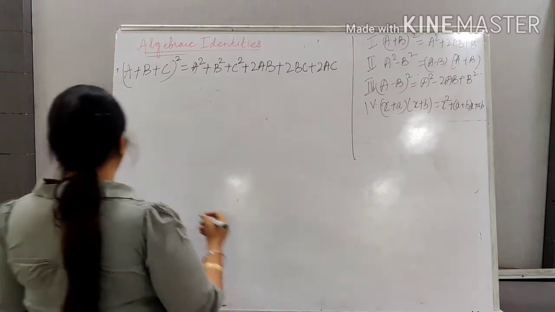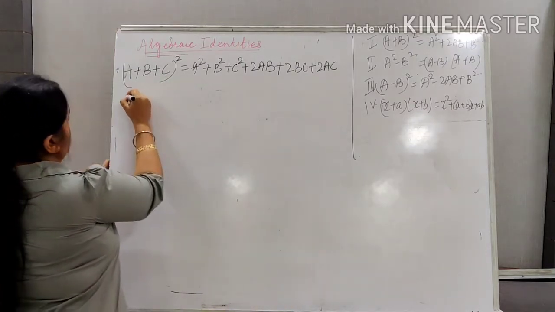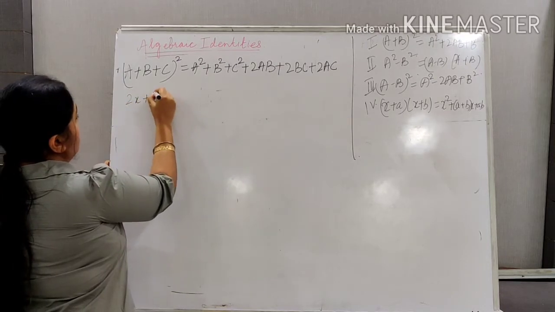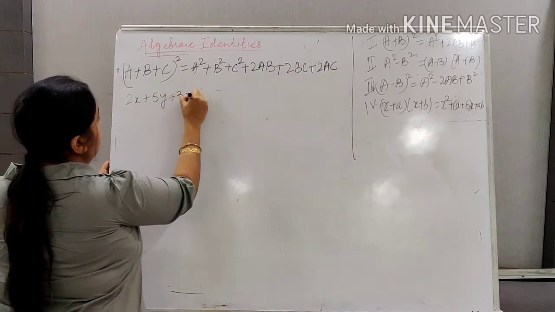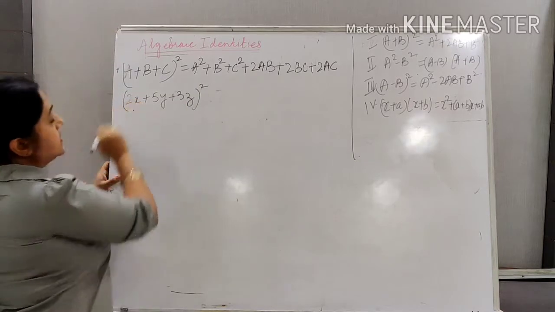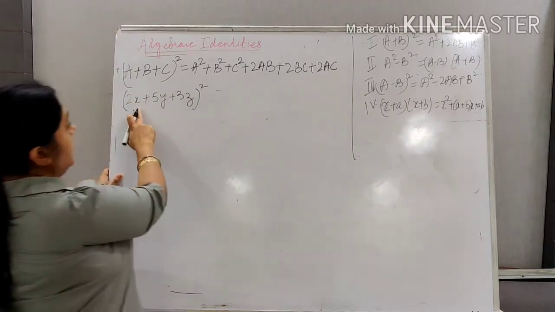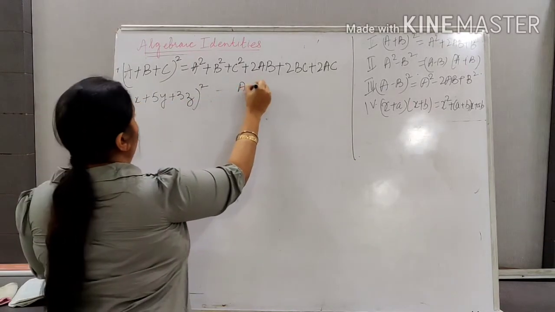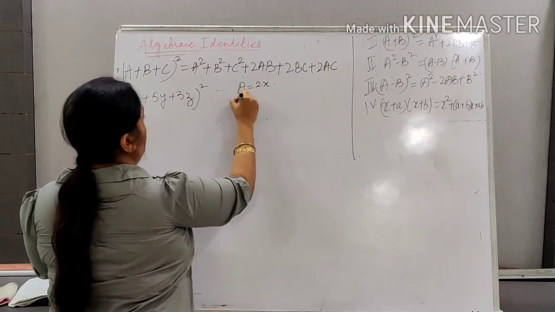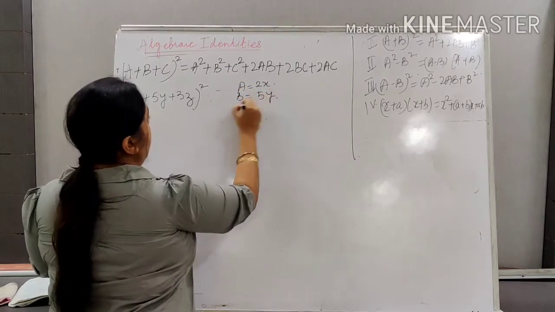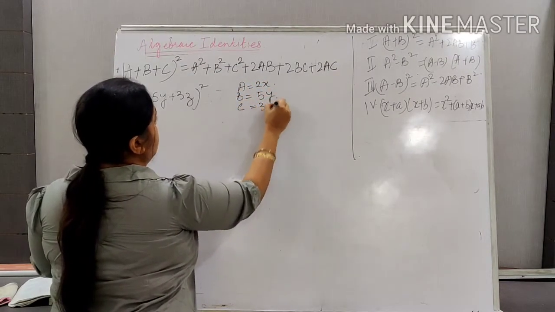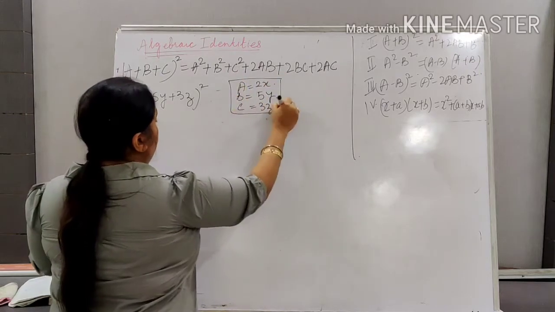For example, I have a question: (2x plus 5y plus 3z) whole square. It is very simple. So what is a in my case? a is 2x. What is b? b is 5y. And what is c? It is 3z. So what do you have to do?